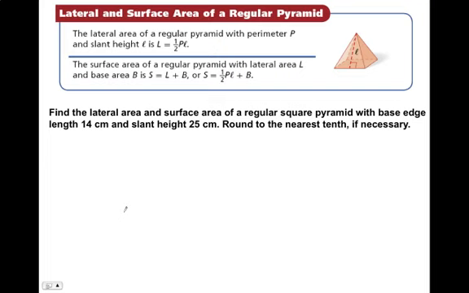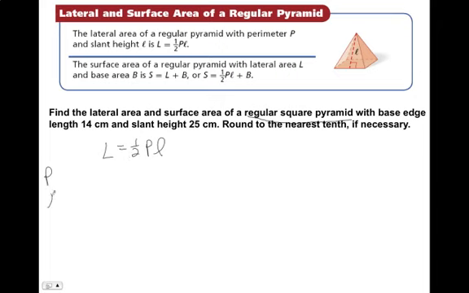We want to find the lateral area and the total surface area of a regular square pyramid with base edge length of 14 and a slant height of 25. Well, to find the lateral, it's 1/2 perimeter of the base times the slant height. This L involving surface area is referring to the slant height, not the length. So don't get that confused with area of a rectangle.